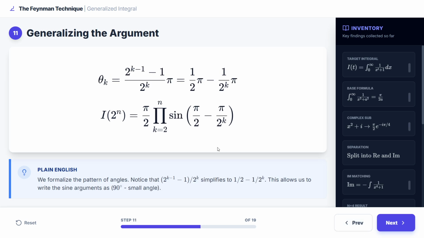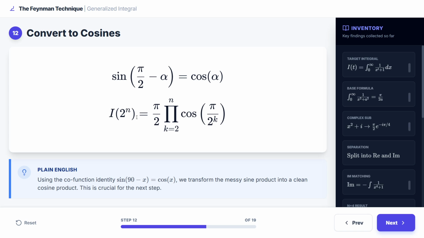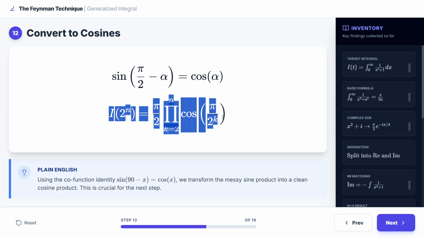So now we'll notice that this is just sine of pi over 2 minus an angle, which is just cosine of that same angle. So we'll rewrite it in terms of cosines. Okay, now we're going to set this aside. Our I sub 2 to the n is equal to this.